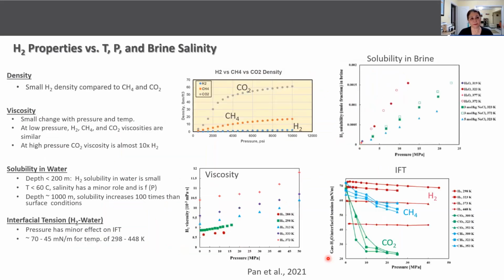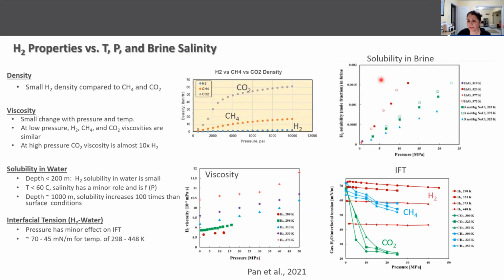Here, I'm just highlighting some of the key properties of hydrogen versus temperature, pressure, and salinity. So density, once again, very low density compared to methane or CO2 as a function of a very wide range of pressures. Viscosity also: hydrogen has a lower viscosity compared to other gases, and it is also dependent on pressure and to some degree on temperature.